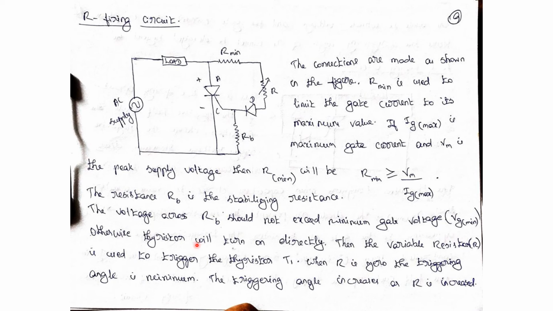So here I'm not able to give the graph. That we'll see later on. Somehow I'll add that also. So this is the R firing circuit.